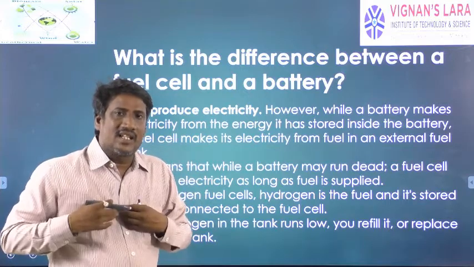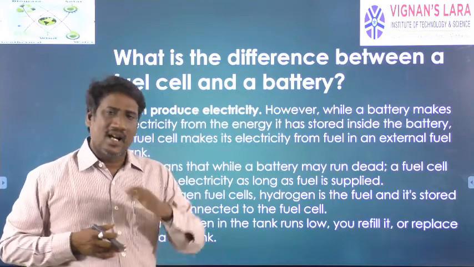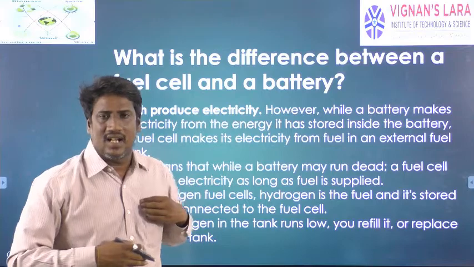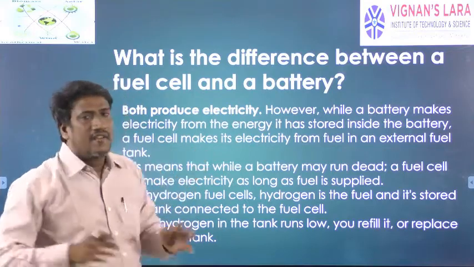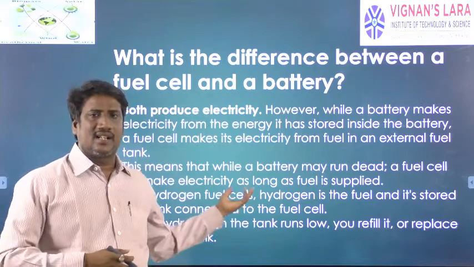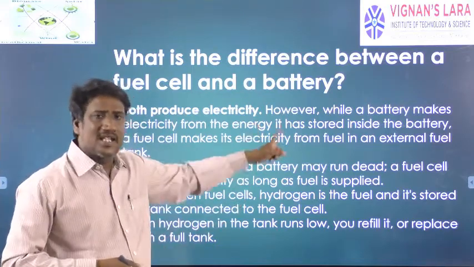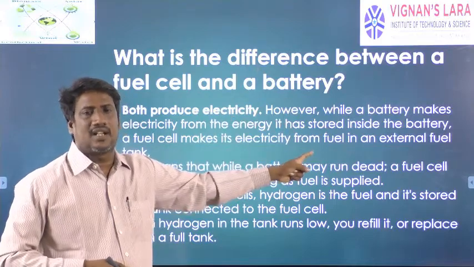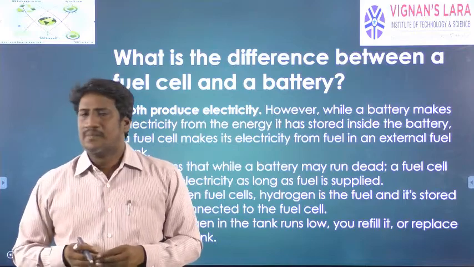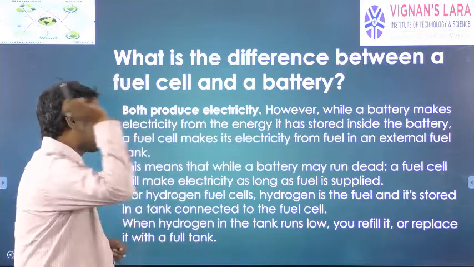Okay, a battery stores energy and releases it. It is not an independent generator of electrical energy. A battery only stores energy from other devices and releases it whenever required. Whereas a fuel cell is an independent generator. It directly converts chemical energy into electrical energy. A battery makes use of chemical concepts to store energy and releases it whenever required. So both produce electricity.